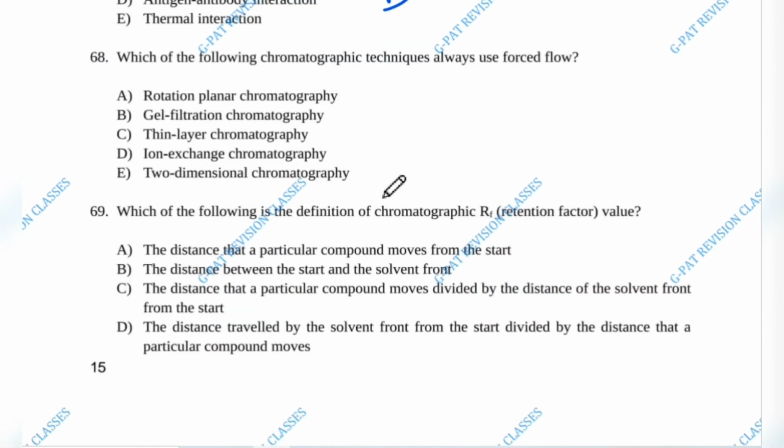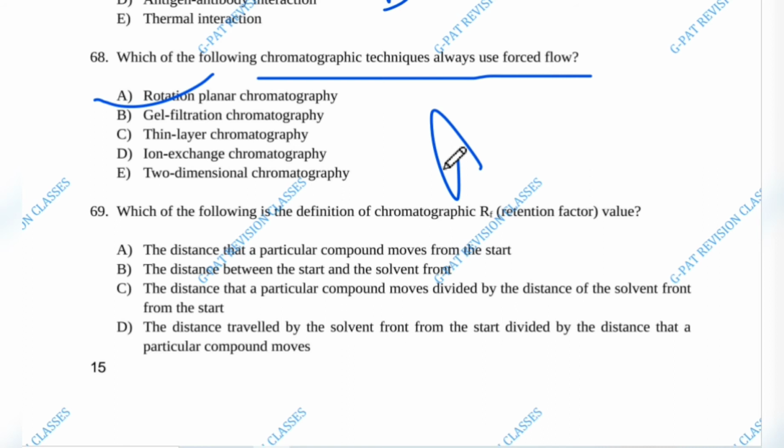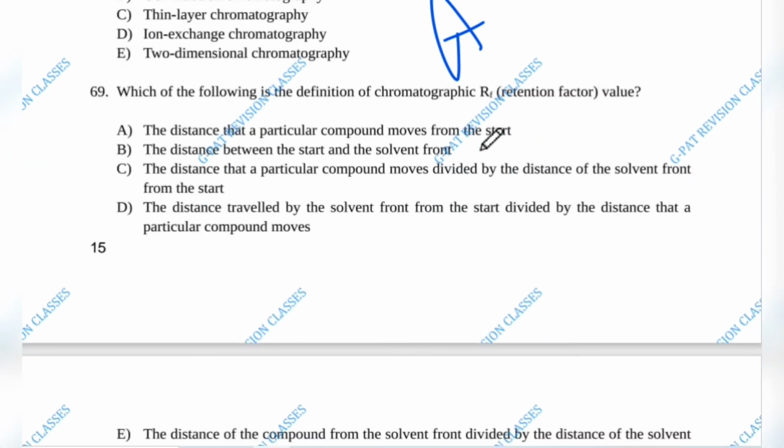Next is question number 68: which of the following chromatographic techniques always use forced flow? The answer is A, rotation planar chromatography.